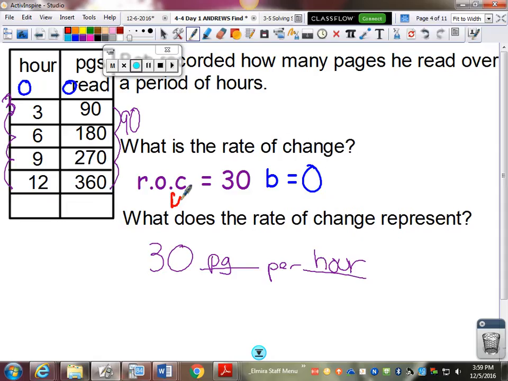so this you could write as y equals 30x. Now, you can write plus 0 if you want, but adding 0 really doesn't change anything. Okay? Or you can write this as p for pages equals 30 times the amount of hours. So you could make it personal to this problem and use variables, p for pages and h for hours instead of x and y.